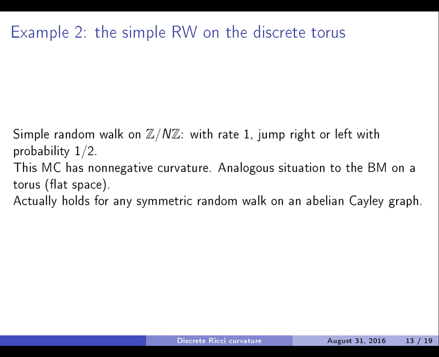And more generally, you can show that if you take any symmetric random walk on an abelian group, then curvature is always non-negative. So in particular for tori, products of tori, and so on.